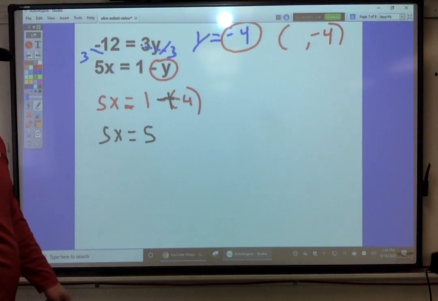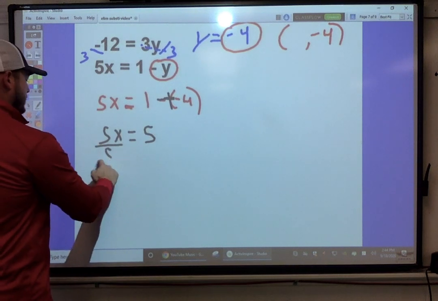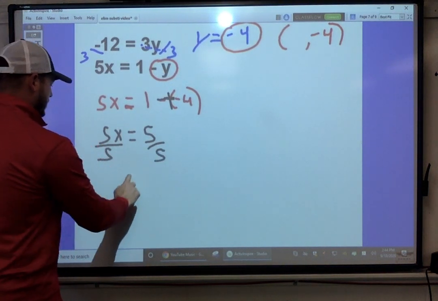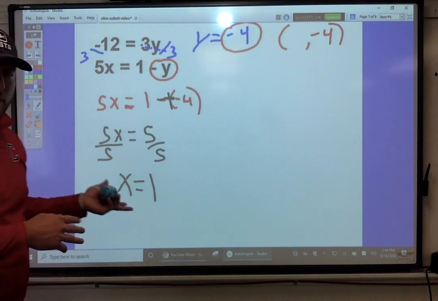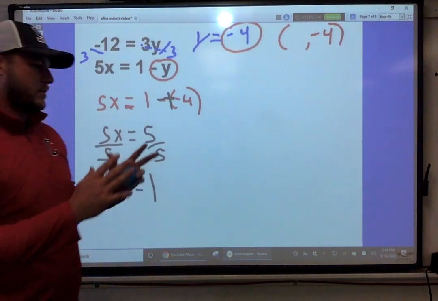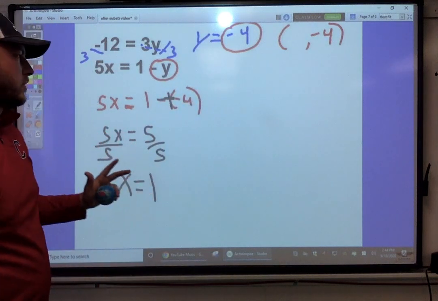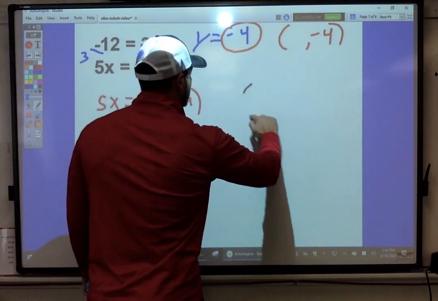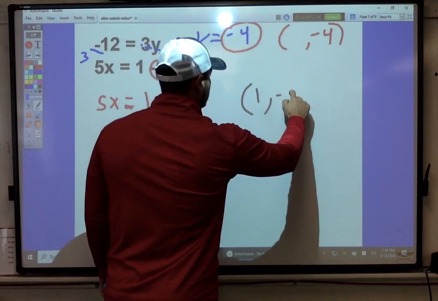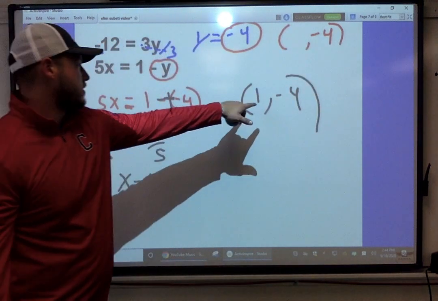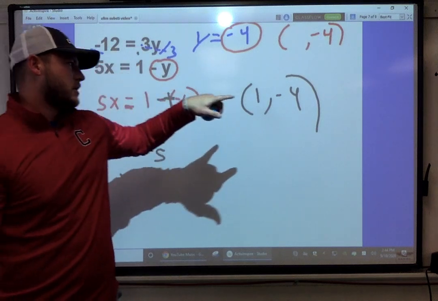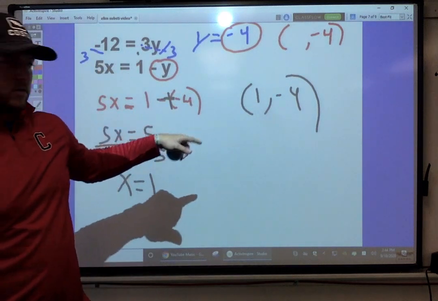To get x by itself, Cinco, I'm just going to divide by 5. So my x equals 1. Now, keep in mind, we're not really done yet. We're trying to find the solution. We're going to put it in coordinate form. So final answer here, it's (1, -4). This is where these two lines, these two equations, intersect at (1, -4).